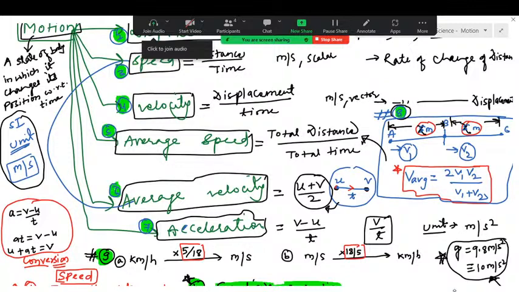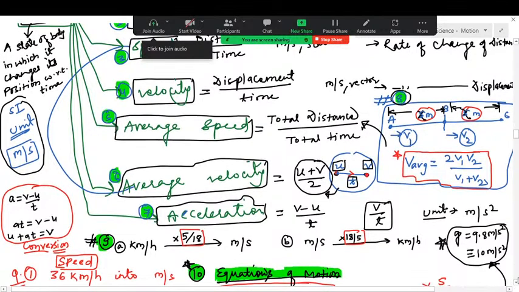Now what is average velocity? If you are given a condition that you start with initial velocity u and you reach a final velocity v in time t, and you also cover a distance obviously, in such a case you can find out average velocity by just adding these two velocities and dividing by 2. That means you take the average of them and you will find the average velocity.